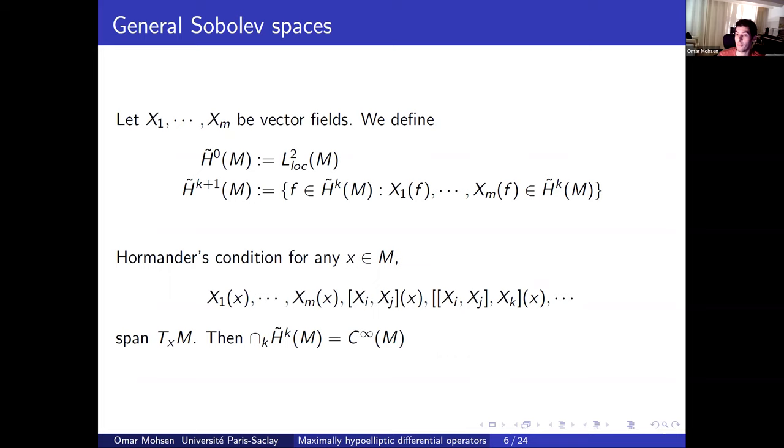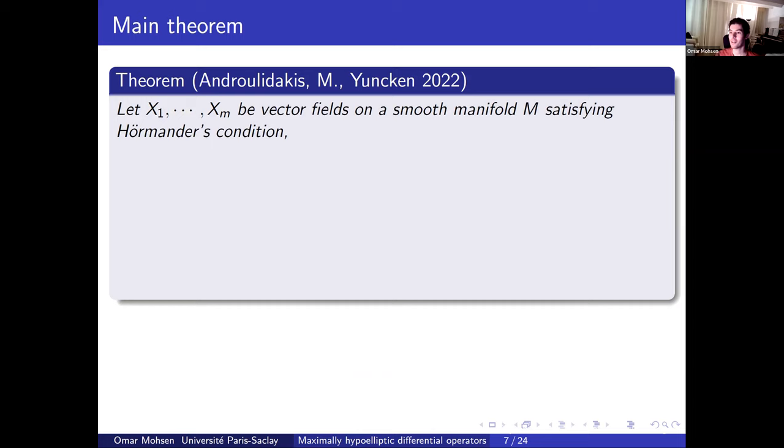And now we come to our main theorem. So I will state it, and then the rest of the talk is to really explain the terms in the theorem. But at least when I state it, it's clear what we are trying to achieve. So this is our main theorem, which is joint work with Androulidakis and Yuncken. So you take any vector fields on any smooth manifold which satisfy Hörmander's condition, and you take a differential operator of order L. Of order L, you have to be slightly careful.